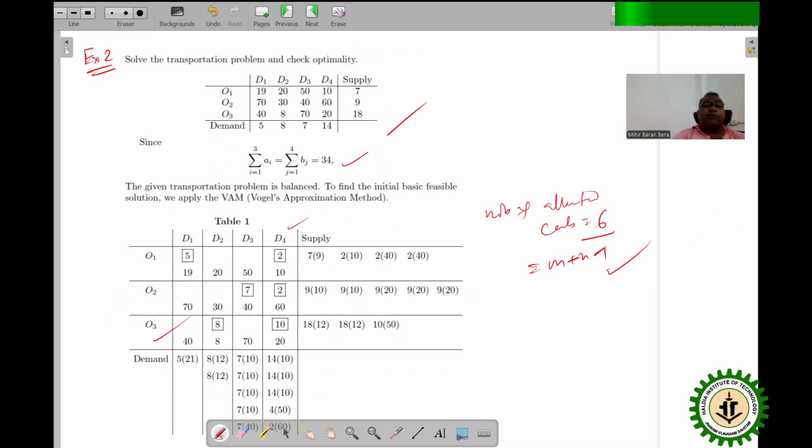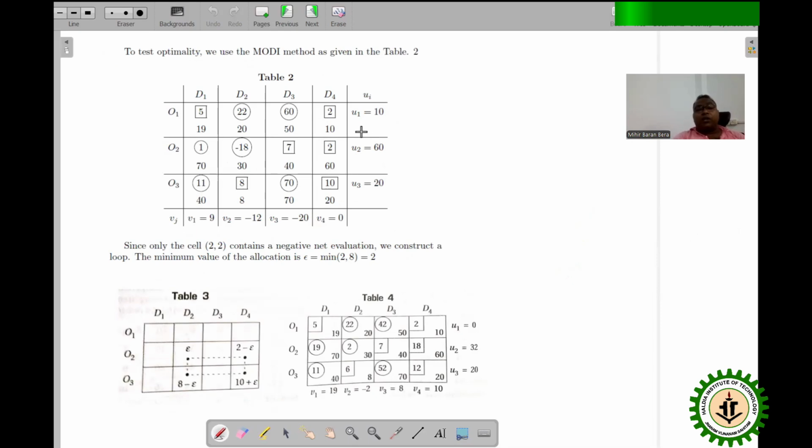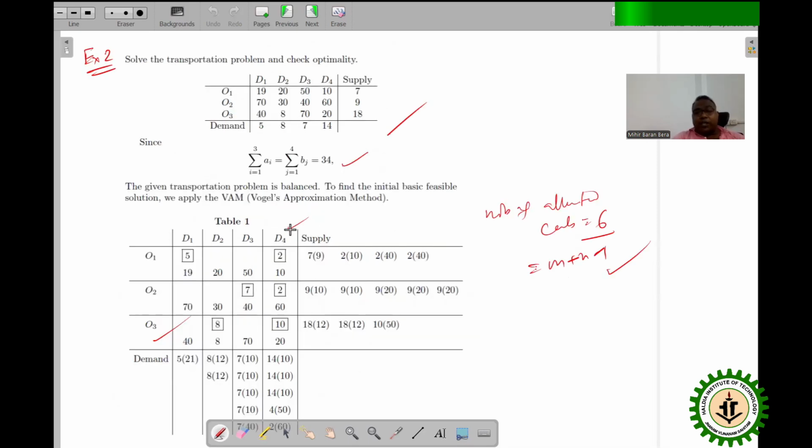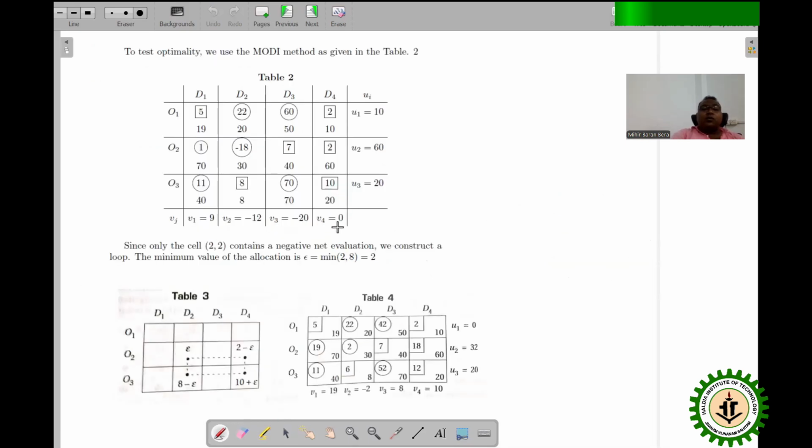So we define the dual variables for the origins, u1, u2, u3, and the dual variables for the destinations, v1, v2, v3, and v4. From here you can see that this row has two allocations, this has two, this has two, this column has one, this column has one, the third column has one, and the fourth column has three allocations. So the maximum allocation occurs at D4, the fourth column. Corresponding to this, we have chosen the dual variable as 0.